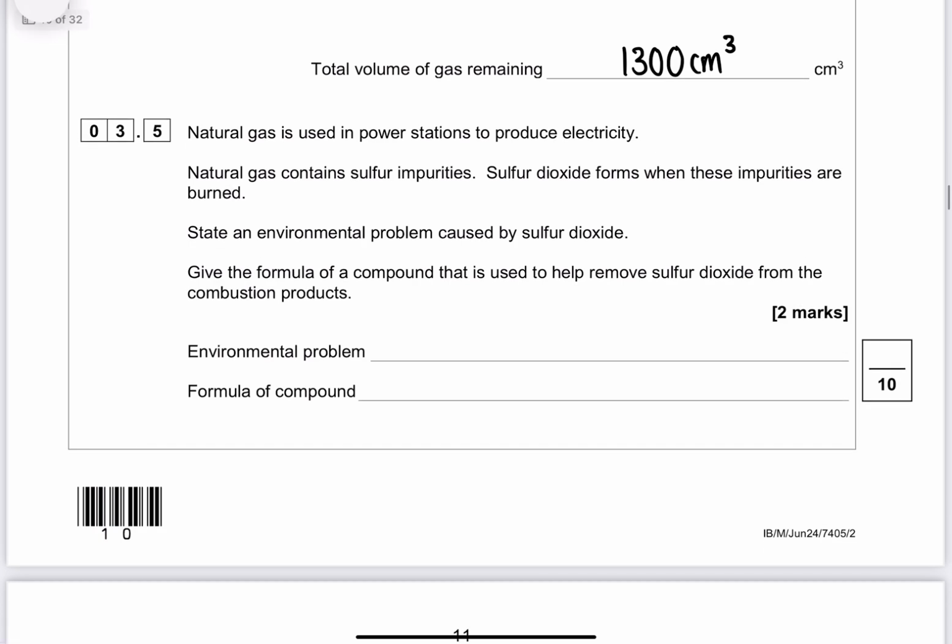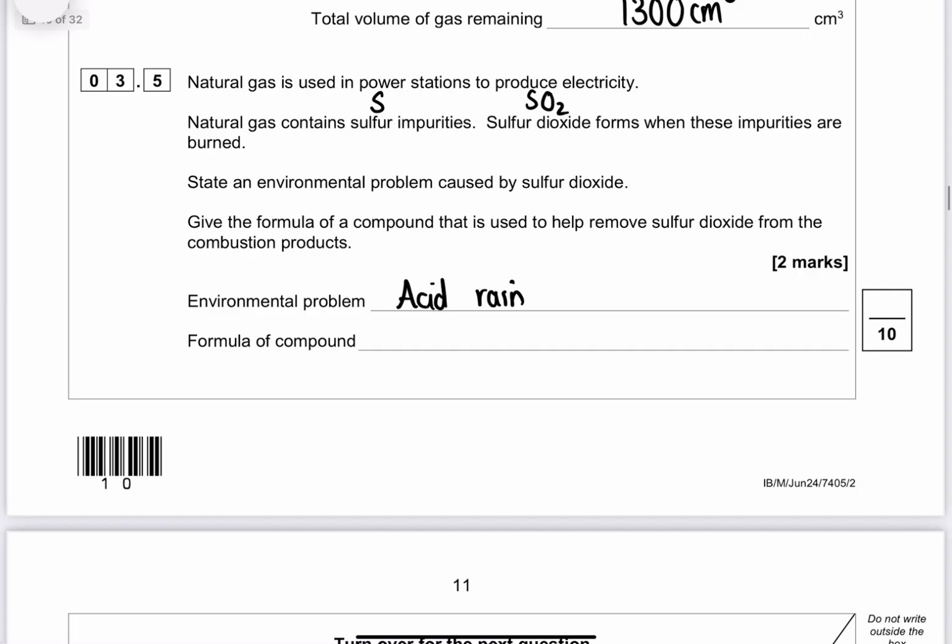Natural gas is used in power stations to produce electricity. It contains sulfur impurities. Sulfur dioxide forms when these impurities burn. What's the environmental problem? Well, sulfur dioxide reacts with water to form sulfuric acid, which is a component of acid rain. And what could be used to remove these? You might have learned about this in your Group 2 studies. Either calcium oxide or calcium carbonate react with these to make calcium sulfate, which removes it from flue gases.